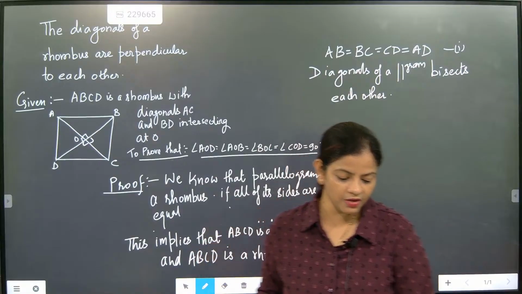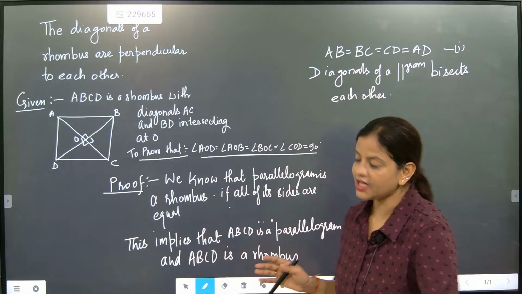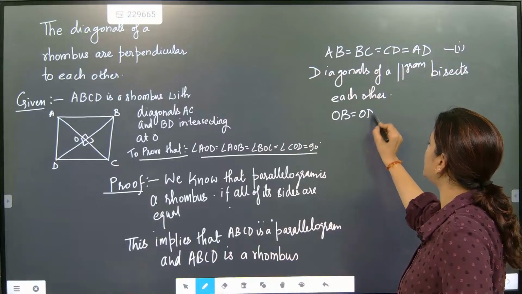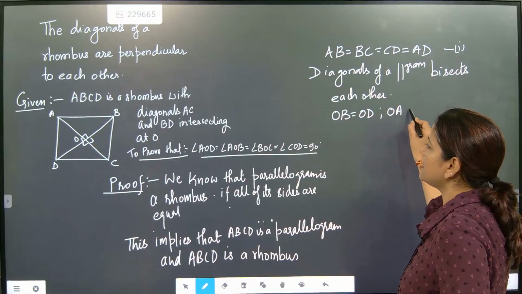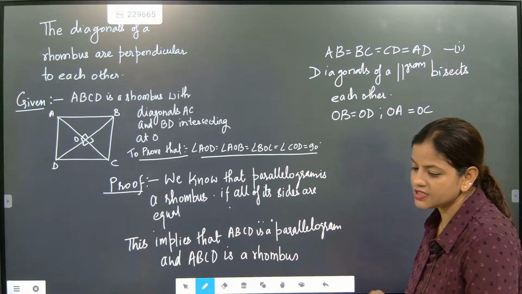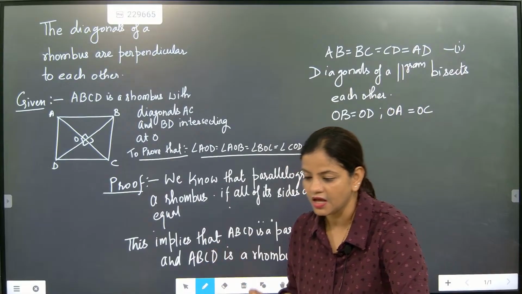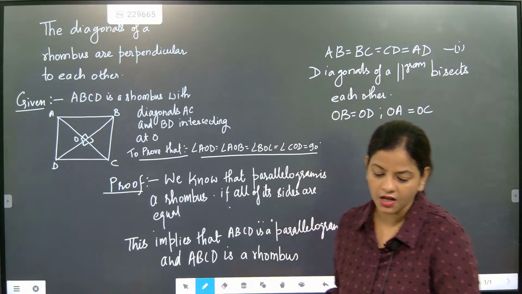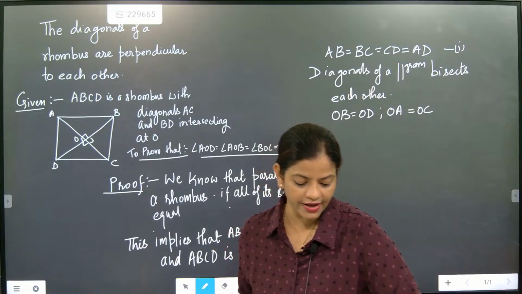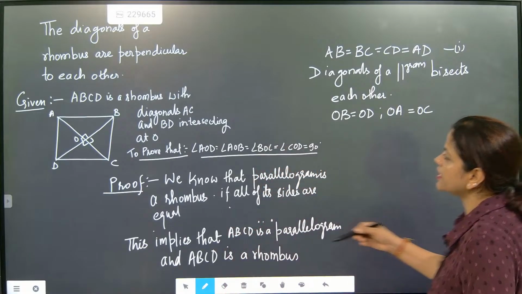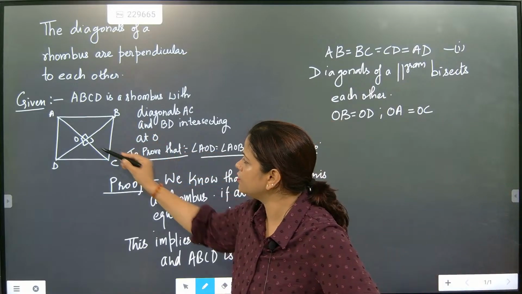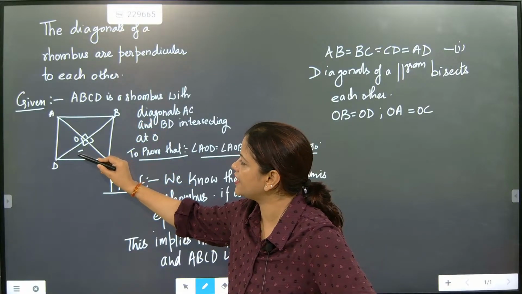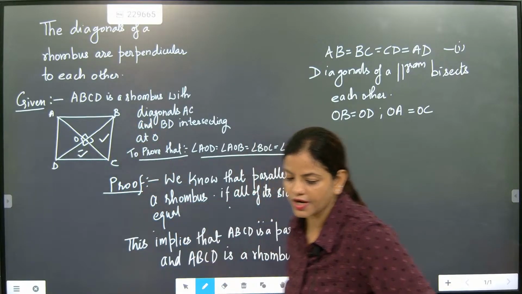So now the next part of what we are going to do: OB is equal to OD and OA is equal to OC. This is exactly the meaning of bisector. Very good, beta. Now the next part is, we will take triangle BOC and triangle DOC. These two triangles we will take.